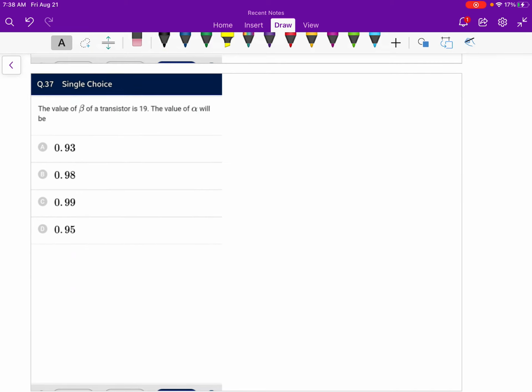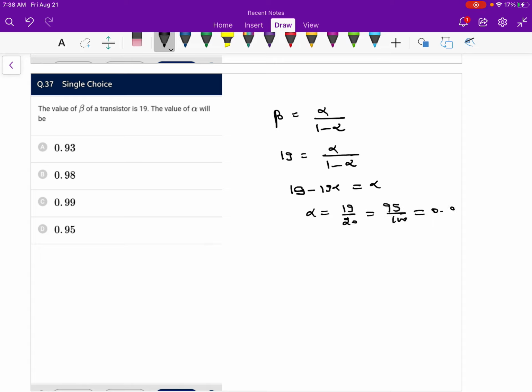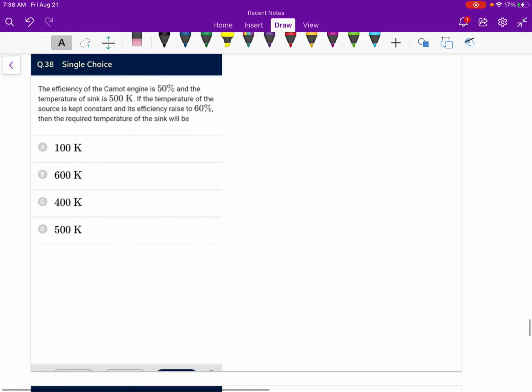The value of beta of a transistor is 19, then value of alpha will be, so beta is alpha upon 1 minus alpha. So 19 is equal to alpha upon 1 minus alpha. So 19 minus 19 alpha is alpha. So alpha is 19/20, which is 95/100, which is 0.95. So D is the correct option.